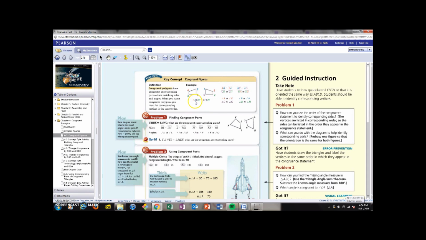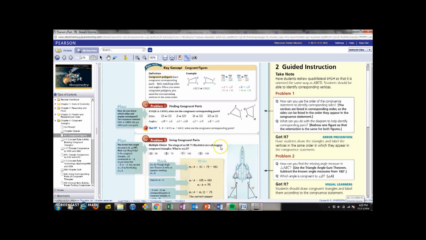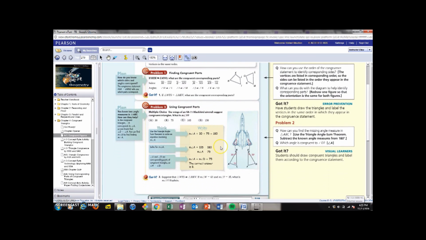And then the angles will be the same way. Angle A with angle E, B with F, and going on forward there. So if we have two triangles down here, WYS and MKV, what are the congruent corresponding parts? Well, simple. It'd be angle W with angle M, angle Y with angle K, angle S with angle V, and then the segments would all be the same way we did it before. WY with MK.